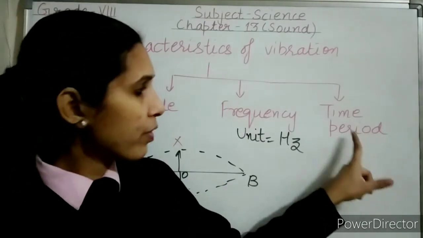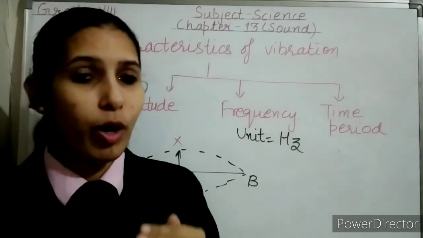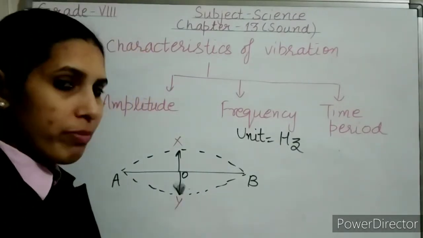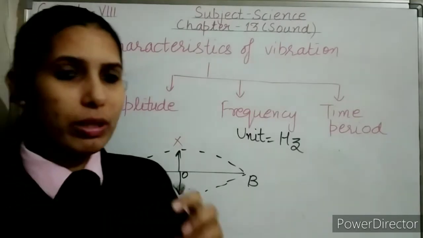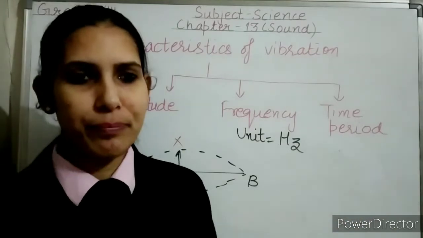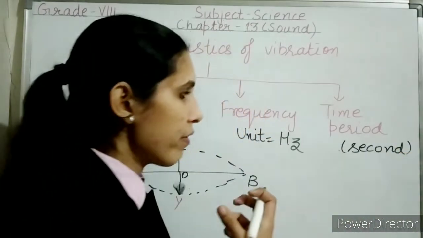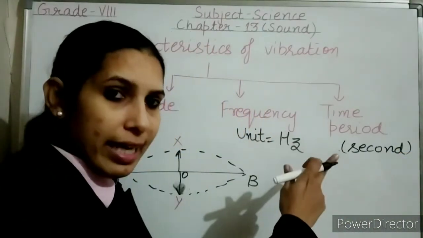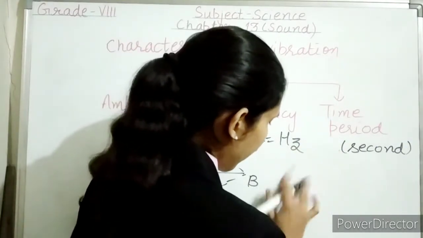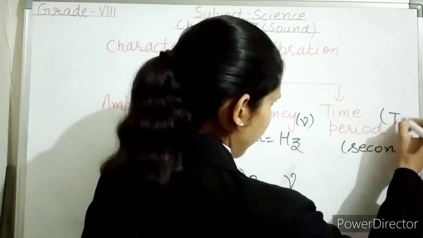Next is time period. Time period is the time taken by the vibrating body to complete one vibration. Vibration means to and fro motion, so the time taken to complete one vibration, or one oscillation, is known as time period. The unit here is second. There is a very important relation between frequency and time period. If we see the relation between them, frequency is represented by this, and let's represent time period by T.